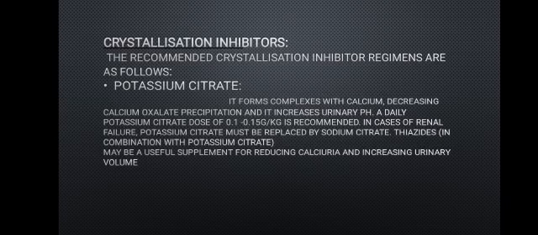A daily potassium citrate dose of 0.1 to 0.15 grams per kg is recommended. In cases of renal failure, potassium citrate must be replaced by sodium citrate. Thiazides, in combination with potassium citrate, may be a useful supplement for reducing calciuria and increasing urinary volume.